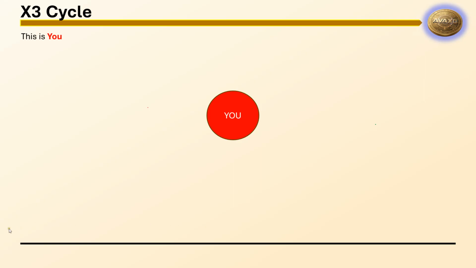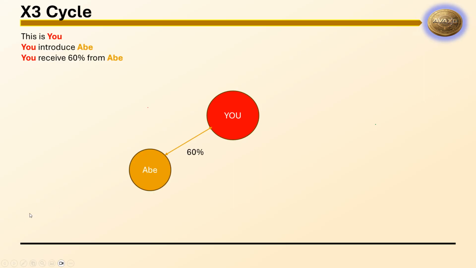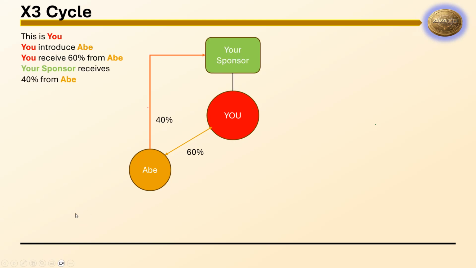So here we go. This is you. You may recognize yourself. And you introduce Abe. Because you introduce Abe, you receive 60%. So Abe is going to pay, for example, 2.2 AVAX on level 1. You receive 60% of that 2.2 AVAX. The other 40%, you'll see in a minute, goes to your sponsor. So you get 60% from Abe, and your sponsor gets 40%, just to prove I wasn't lying.